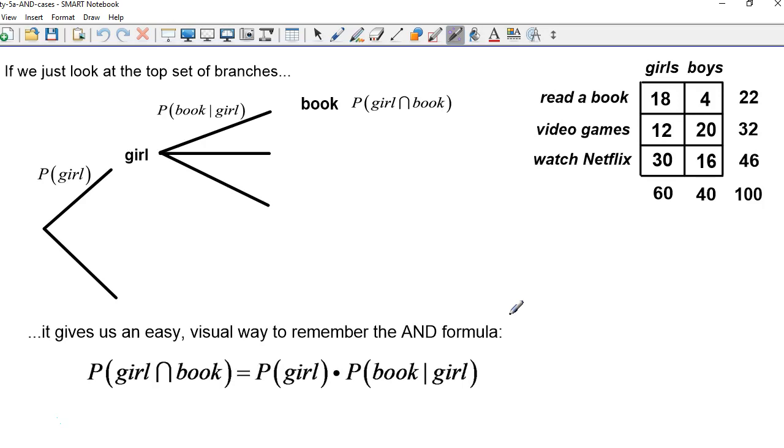So if we just look at the top set of branches, it gives us an easy and visual way to remember the AND formula, and this is what I do. I picture a portion of a tree. So if I'm trying to find the probability of girl and book, then I think of those as two events, and I write girl, and then I write book, and I do a partial tree like this. Now, if you just look at the top of it, the first probability would be the probability of girl, and the second probability here would be the probability that the person likes a book given that they're a girl, and then the probability out here would be girl and book. That gives us an easy visual way to remember the AND formula.